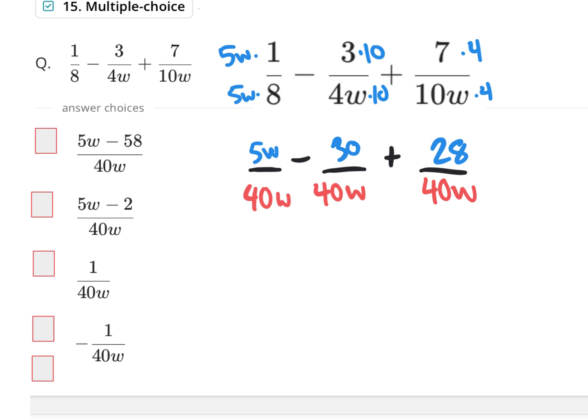Now that we have a common denominator of 40W, you can add up all your fractions and put it over 40W. Could I add 5W with the negative 30 and a positive 28? The answer is no. But I can combine the numbers, so let me write down the 5W first. 5W. And then negative 30 plus 28. If you owe $30, you have $28, you're going to owe $2. So that's going to be a minus 2. And ladies and gentlemen, this is your answer. 5W minus 2 over that common denominator 40W, which as you can see is right here. That's why that's the correct answer. The other ones are not.